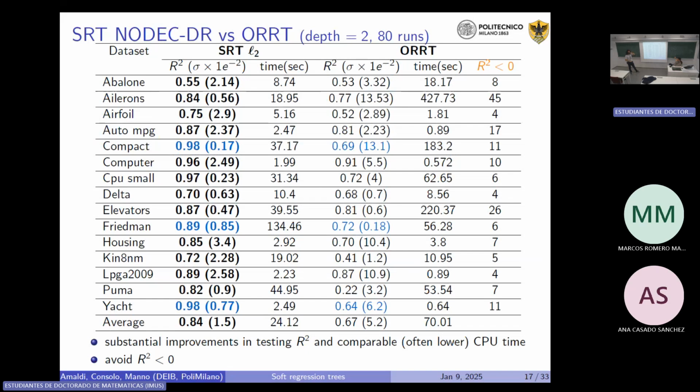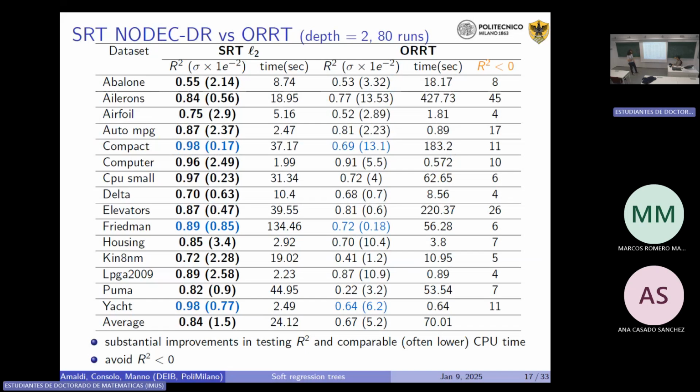This is the comparison between our proposal and the one of Blanquer et al., the state of the art of soft regression trees, the alternative state of the art. You can see in bold, where each row represents a dataset, the testing R square, in brackets the standard deviation, and the time. You see that we are always able to achieve a substantial improvement in testing R square, with comparable, often lower computational time, and we are able to avoid any negative testing R square. That means that the model is not able to find a solution that makes sense.